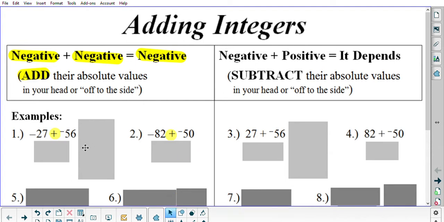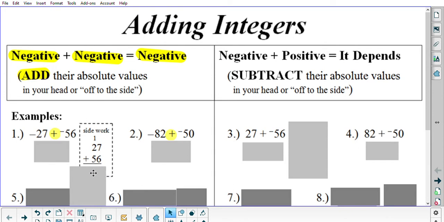Take a look. Now, I know these are already typed up for you, but follow along with me. Number 1, negative 27 plus negative 56. Can we all agree they are both negative numbers? So this is a negative plus a negative. What do I do? Just like I said, you're going to add their absolute values either in your head or off to the side. Now, this is the kind that I would do off to the side. So off to the side, I would do 27 plus 56, line them up just like elementary school.